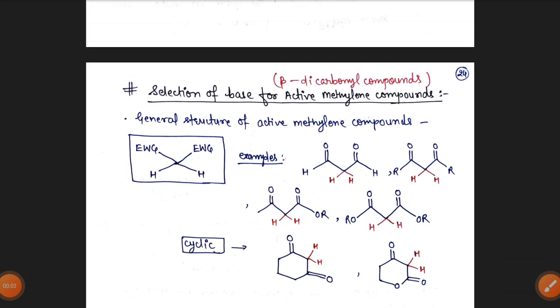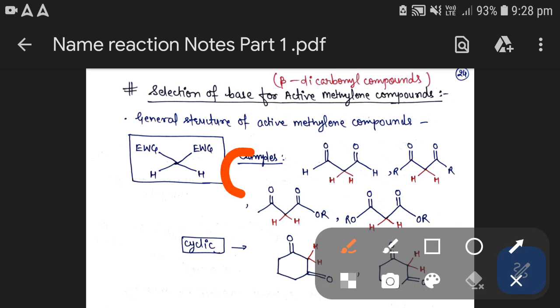So hey everyone, this is the next class. I just told you that this is a selection of base for active methylene compounds. So the general structure for an active methylene compound is, you know, CH2.